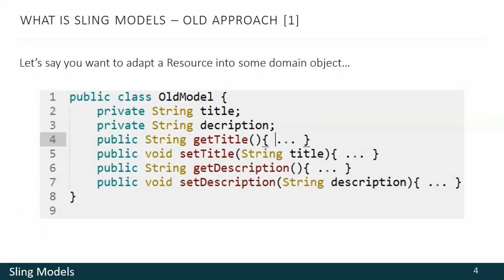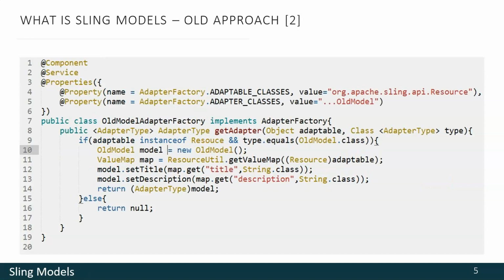Now, let's get familiar with life before Sling models. Let's look at this example. Let's say you need to adapt a resource to a class which has a number of properties, such as you see on the screen, title and description. For that we need to create a Java bean with private fields, getters and setters here. After that, we need to implement the adapter factory interface here and specify that a Sling resource should be adaptable to our custom Java bean.